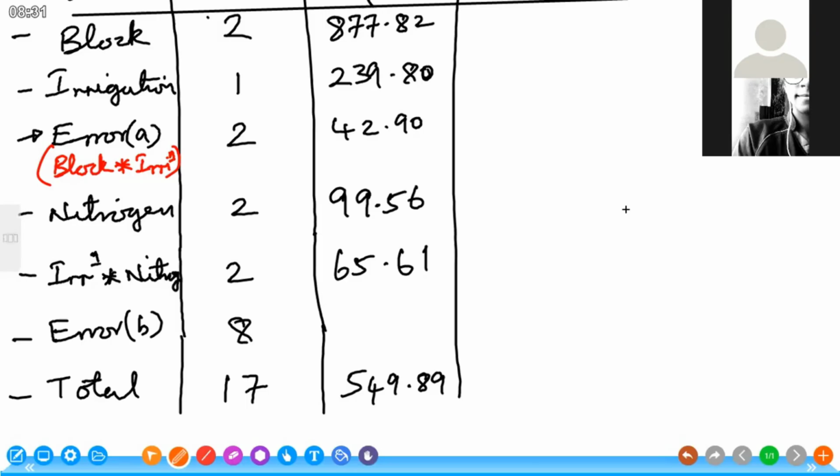You can put the answers in the chat box. You can respond in the chat box. Chat box works. Only problem is the mic. Anyone, what is the error B component of the sums of square? Very quick, we are wasting time. If we get this one, minus will come.